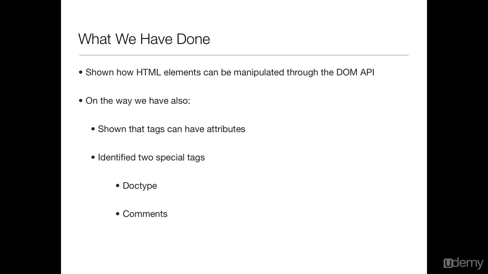So that's it. Quite a short lecture to keep it focused on the DOM API. We've shown how HTML elements can be, in principle, manipulated. I haven't shown you the technical details of how to do that, but that's the reason for the DOM being so important. As you become more expert at using HTML, it will enable you to control the styling of the document, but also to update content within your document. On the way, we've also shown that tags can have attributes, and we'll come back to that in a couple of lectures' time, and identified two special tags, the doc type and the comments.